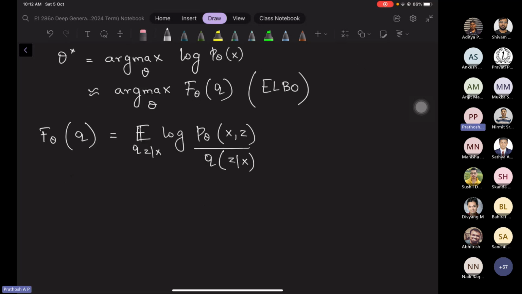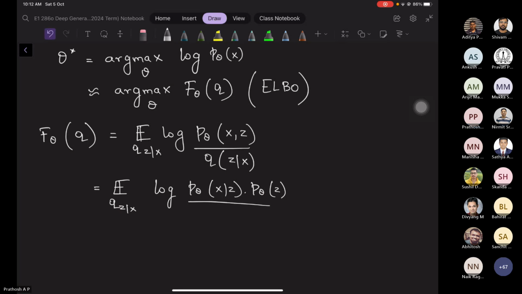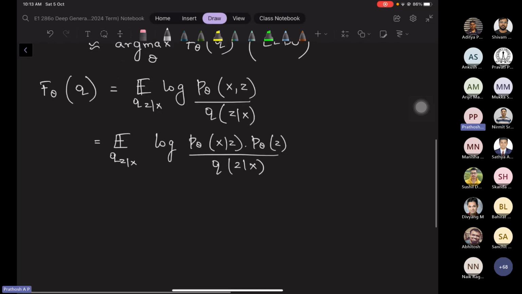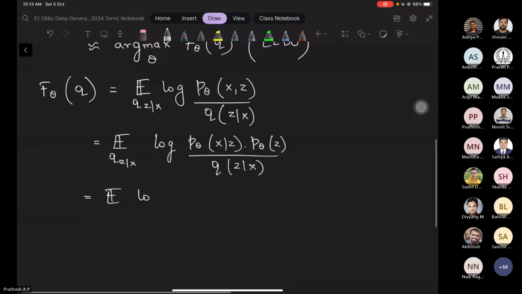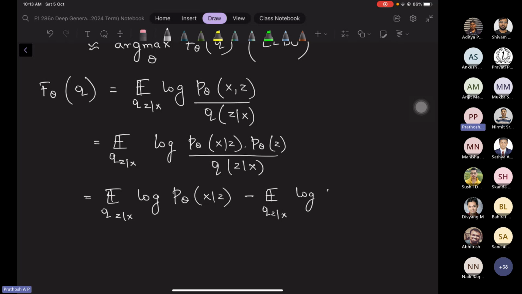Now let us simplify this. The expectation over q of z given x of log of p theta of x given z times p theta of z divided by q of z given x is equal to the expectation of log of p theta of x given z with respect to q of z given x, minus the expectation over q of z given x of log of q of z given x divided by p theta of z.